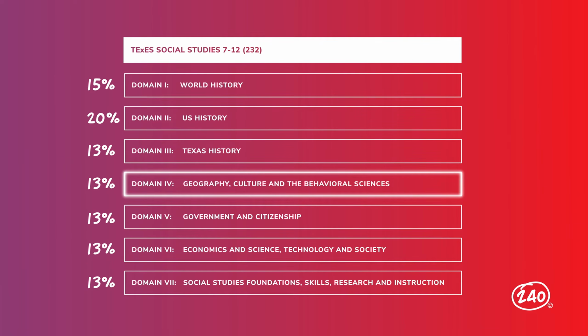Now, let's move out of history and into Domain 4, Geography, Culture, and Behavioral Sciences. This is a fairly broad list of topics to group together, but there are some common themes and frameworks that these kinds of questions will use. So, let's break down the competencies and talk about some themes that you will see across the entire domain.